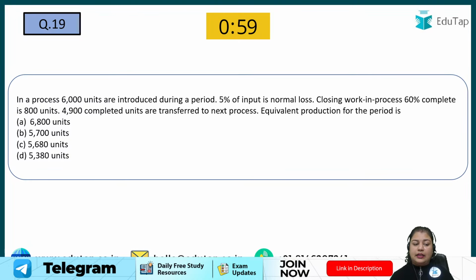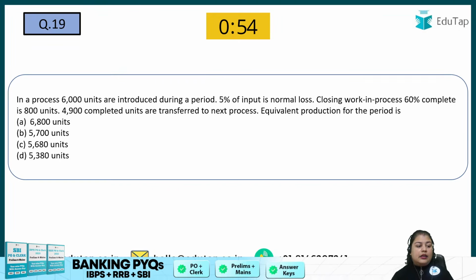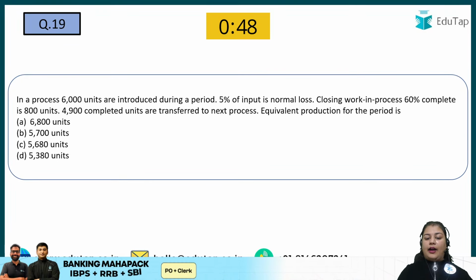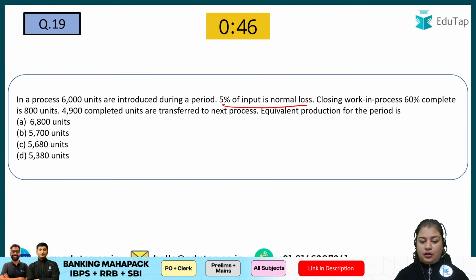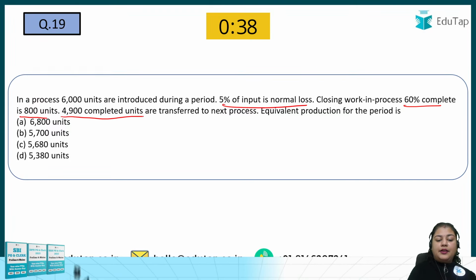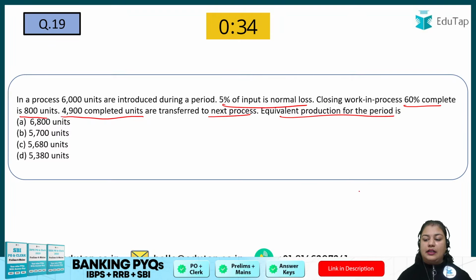Question number 19, again a numerical based question. Keep your notebooks handy. In a process there are 6,000 units introduced. 5% of input is the normal loss. Closing work in progress is 60% complete, and it is 800 units. 4,900 completed units are transferred to the next process. Equivalent production for the period is a dash. So we have to find out the equivalent production.